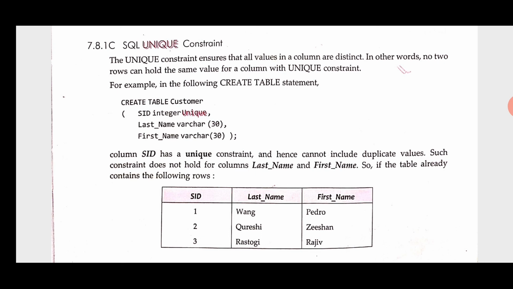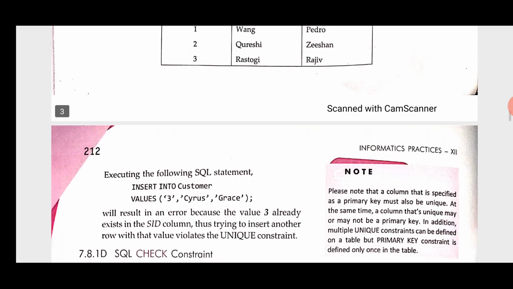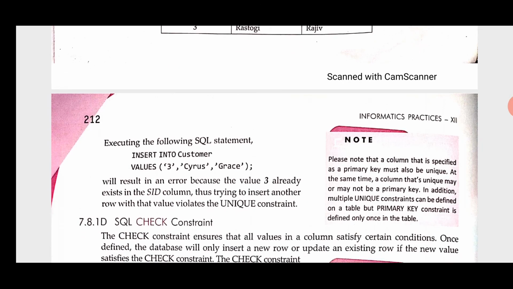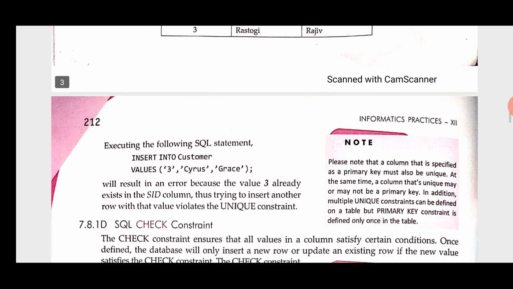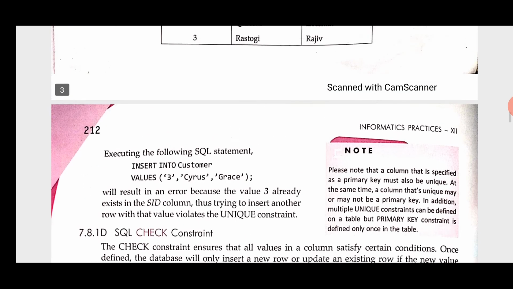So if the table already contains the following rows, SID 1, 2, 3, then execute and insert value 3, it will give an error because the value 3 already exists in the SID column, so we cannot repeat the same value twice. This is the work of the unique constraint.